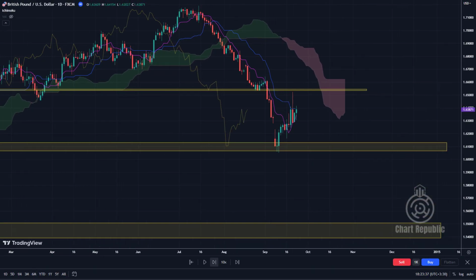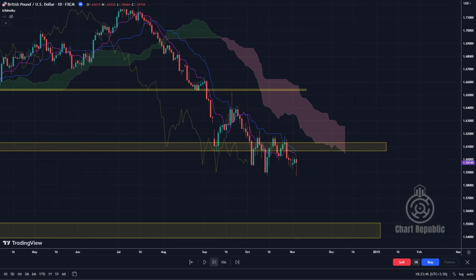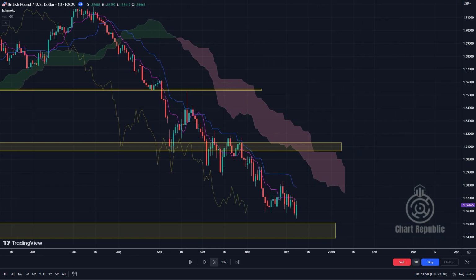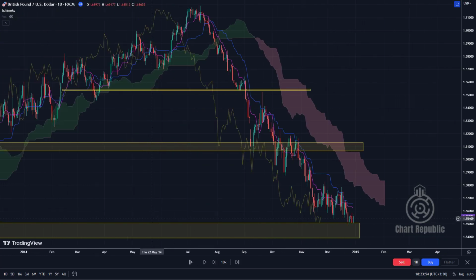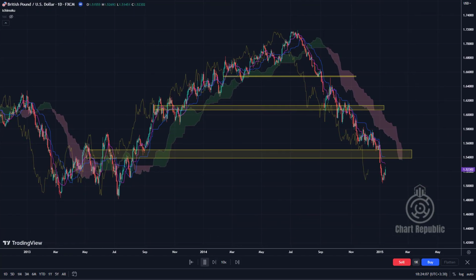In the following, it can be observed that the price faced significant difficulties surpassing this level. However, after a substantial pullback, it resumed its strong downtrend and even broke through the third support level with strength, completely retracing the one-year bullish trend that preceded it.